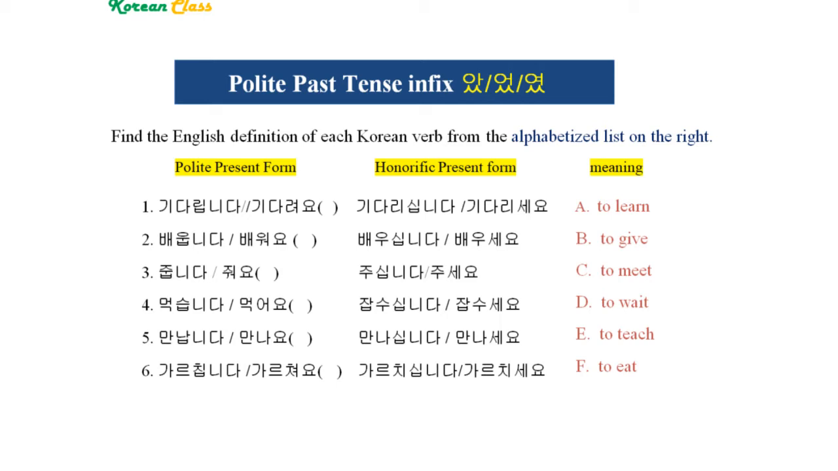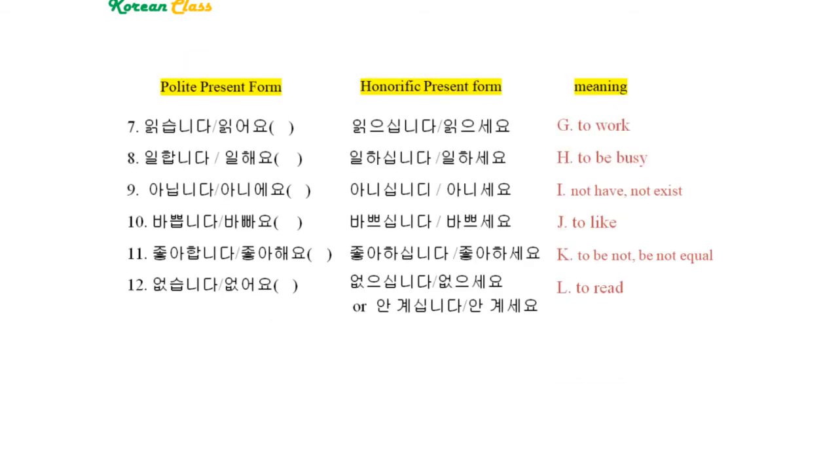And number 4, 4번, 먹습니다, 먹어요. Honorific form, 잡수십니다, 잡수세요. Yes, to eat. And number 5, 5번, 만납니다, 만나요. Honorific present, 만나십니다, 만나세요. Yes, to meet. And number 6, 6번, 가르칩니다, 가르쳐요. Honorific present, and 가르치십니다, 가르치세요. Yes, to teach. And number 7, 7번, 읽습니다, 읽어요. Honorific present, 읽으십니다, 읽으세요.